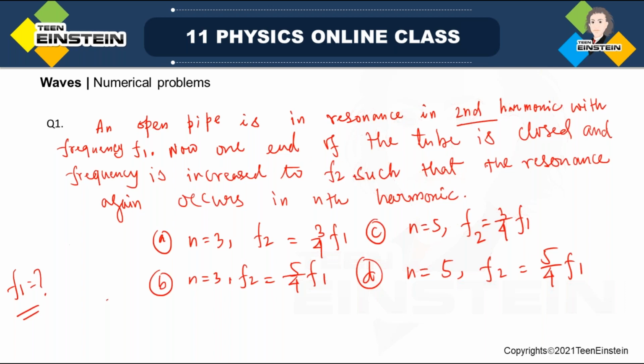Now one end of the tube is closed, as I was showing you, and the frequency is increased to f2. The pipe is closed now, and the frequency has also been increased. That means f2 is greater than f1. So in this situation, when the frequency is increased to f2, the resonance will again occur at the nth harmonic. Here the options are given, like n is equal to 3, then what will be f2? F2 is for a closed pipe, that you have to remember.